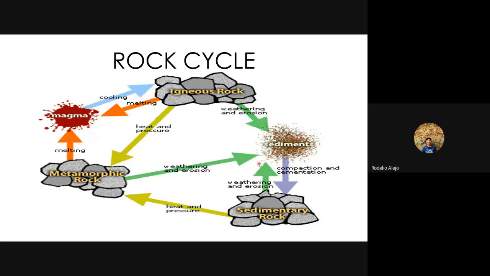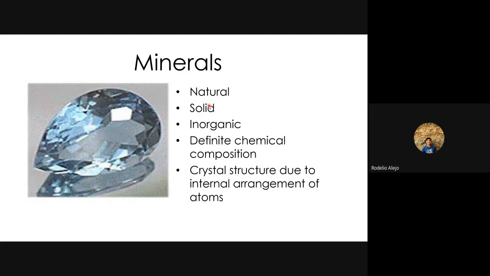Okay? So as you can see here, sedimentary rock cannot become an igneous rock directly. Because sedimentary rock and metamorphic rock must first melt as magma before becoming an igneous rock. So again, as I said earlier, rocks are composed of different minerals. Minerals are natural, solid, inorganic, have a definite chemical composition, and a crystal structure due to an internal arrangement of atoms.